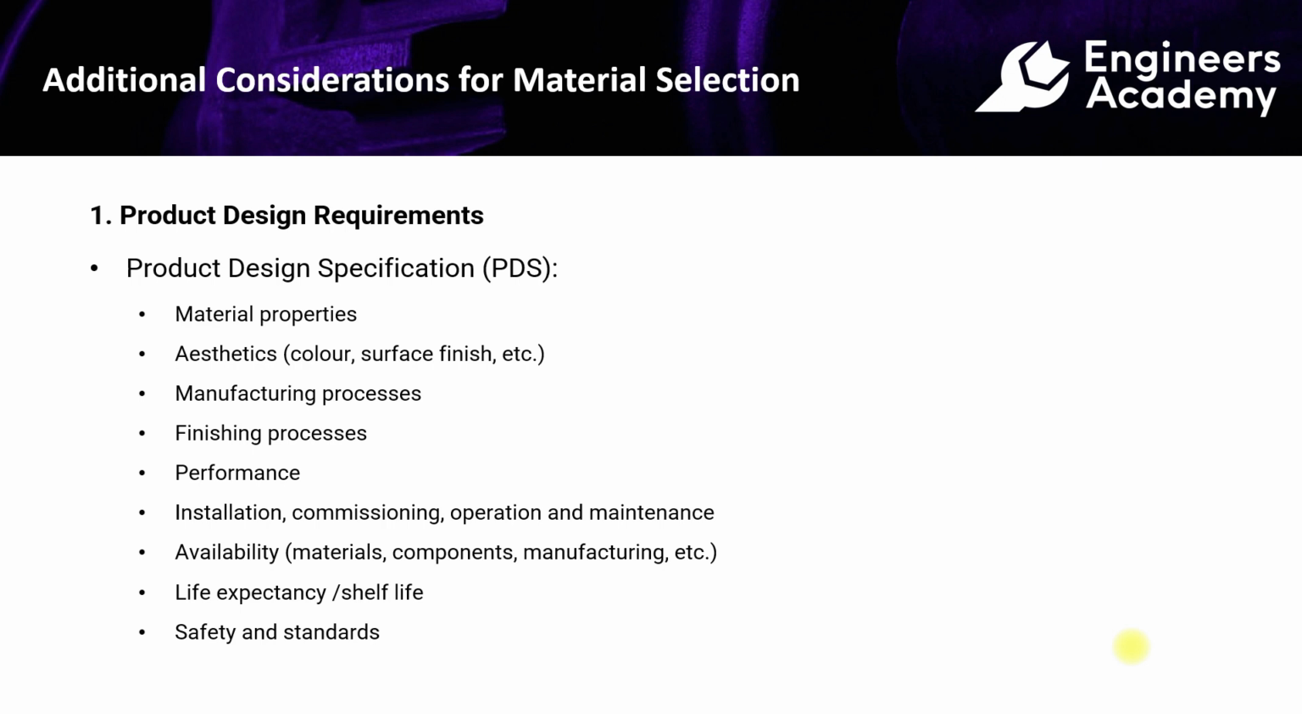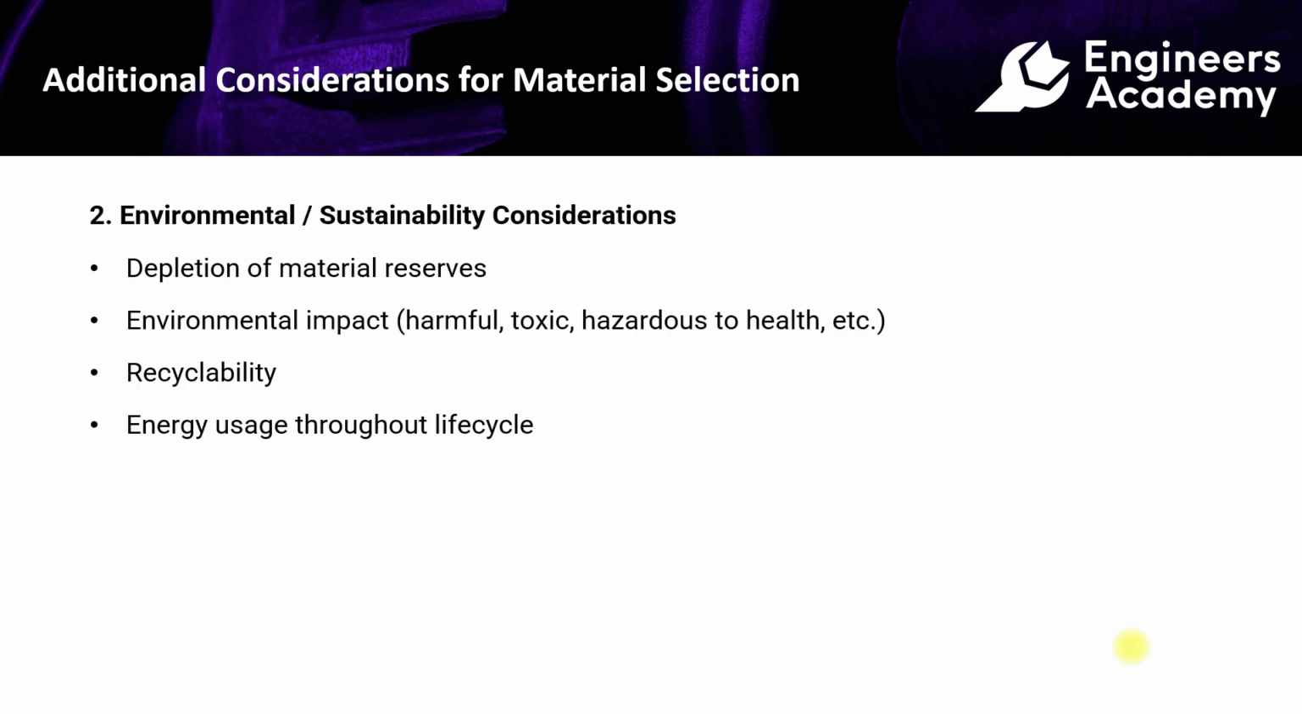So, in addition to product design requirements, we also have environmental and sustainability considerations. It should come as no surprise that reserves of various raw materials are depleting, and if we continue to use them in the way that we're currently using them, they may even run out. We certainly know this to be the case with things such as coal and gas, which would often be used during various manufacturing processes to produce our components. But those aren't the only raw materials that are available in limited supply.